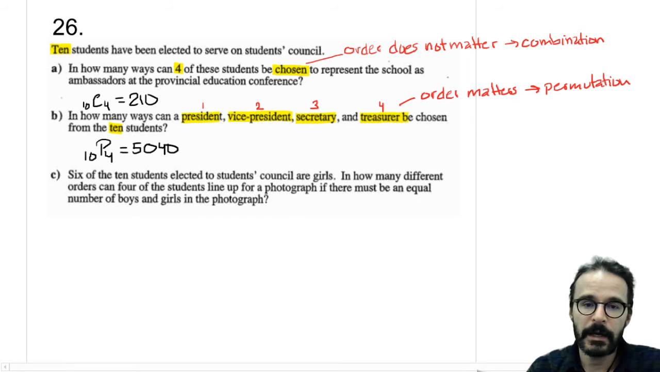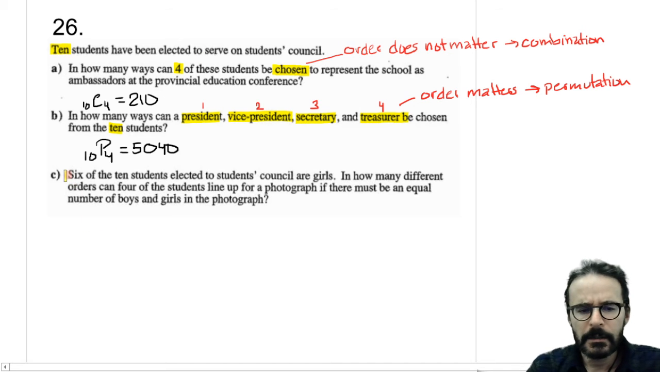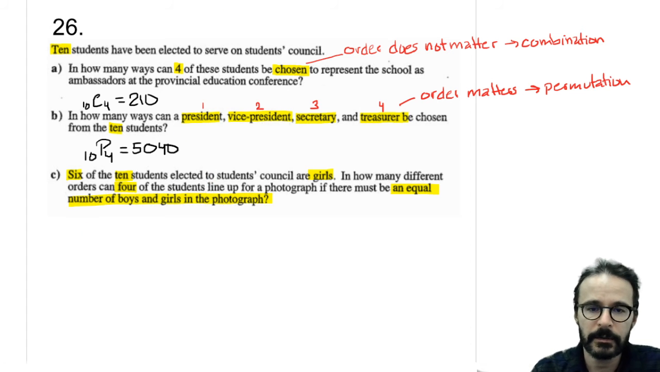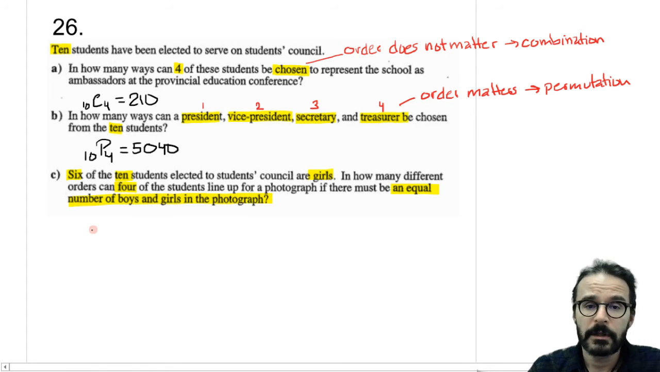And finally, in the last question here, 6 of the 10 students elected to student council are girls. In how many different orders can 4 of the students line up for a photograph if there must be an equal number of boys and girls in the photograph? Okay, so the scenario we're talking about, we're going to have students lining up, and 2 of them will be girls, 2 of them will be boys. So the scenario is 2 girls and 2 boys.